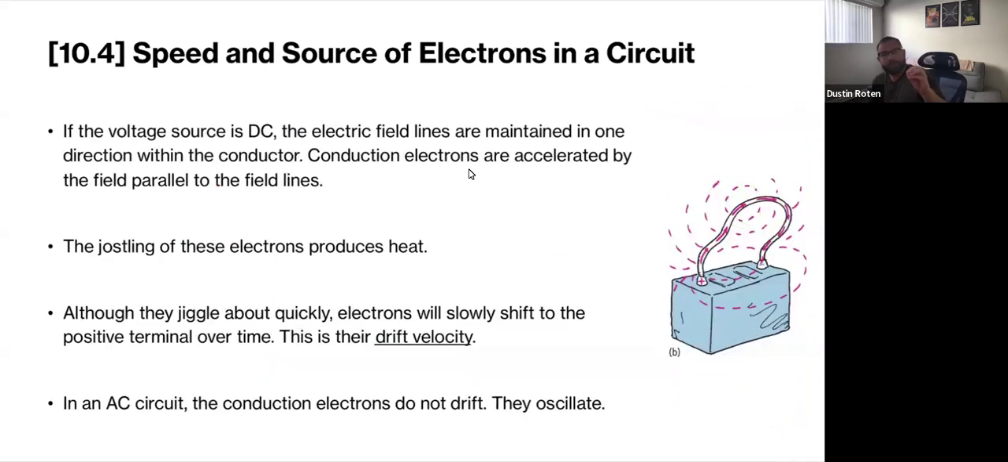All right. If the voltage source is DC, the electric field lines are maintained in one direction, right? We see that here. This is DC. Electric field lines are maintained in one direction. And then, of course, the conduction electrons are accelerated by the field parallel to the field lines. So the electrons are just moving in the same direction as the electric field.